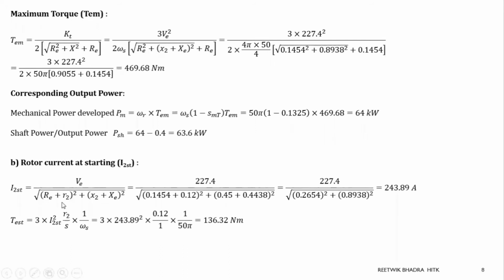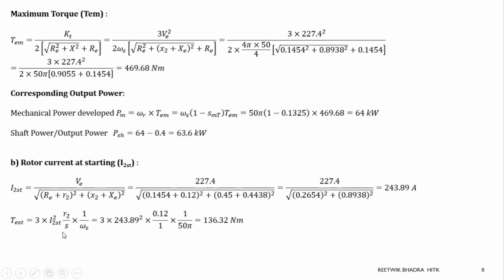Remember, if you find a j term over here, (RE plus R2) whole square plus j, you have to find out the magnitude. So what you have to do is the square root of A square plus B square. So this is A, this is B. If you also recall your fact, impedance is always written as R plus jX. So see, this is R plus jX, so R square plus X square, square root of that will obviously be the magnitude. So 243.89.